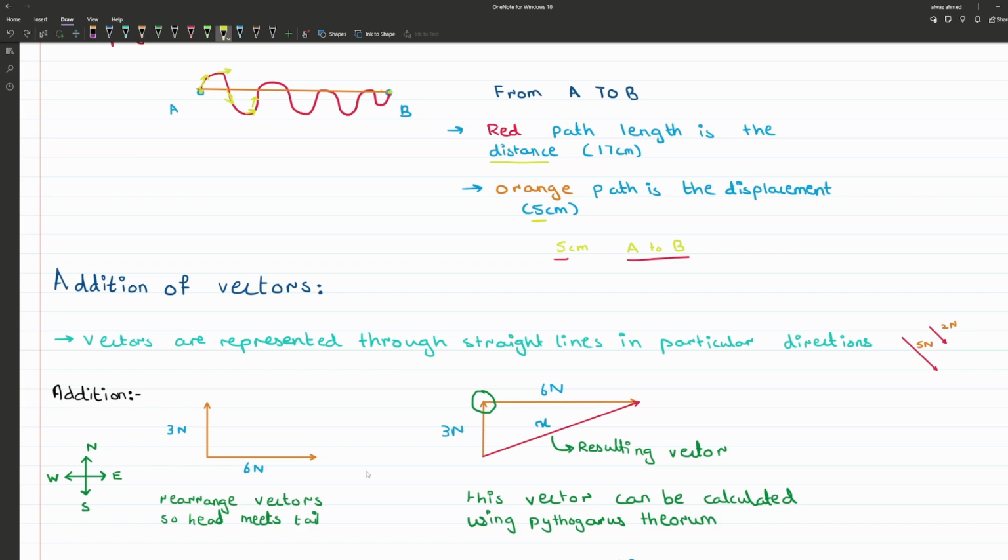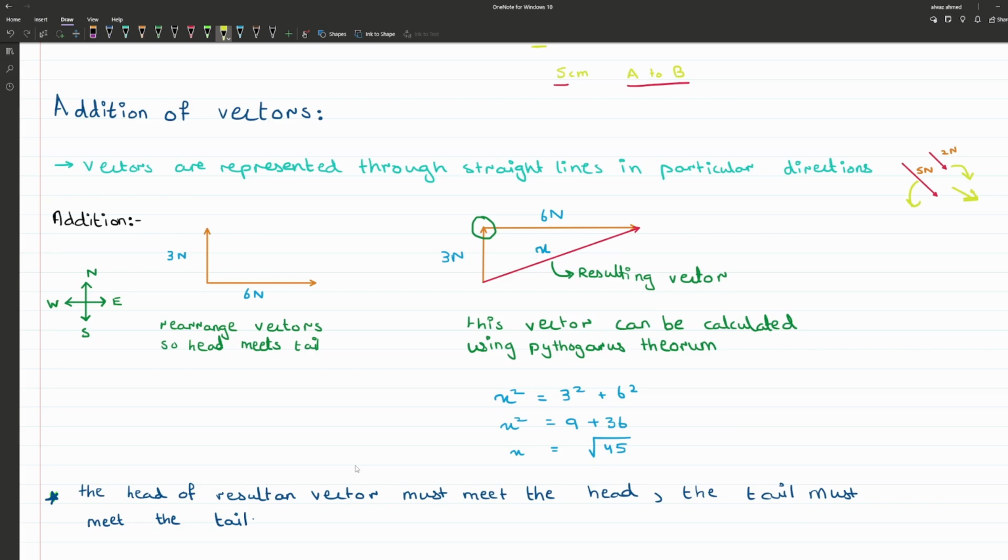For example, vectors are represented through straight lines in a particular direction. As we can see here, we've got a bigger line of 5 newtons and a small line of 2 newtons. Now this line is smaller because it has a smaller magnitude of 2 newtons, while this line is longer because it has a larger magnitude. The vector lines also represent their direction. So if we're talking about these two arrows, they have an overall direction in this.